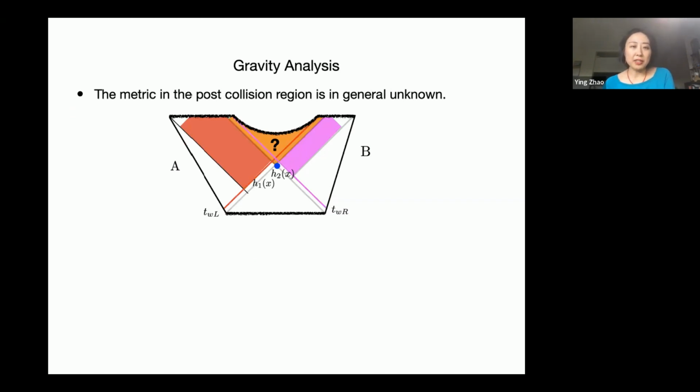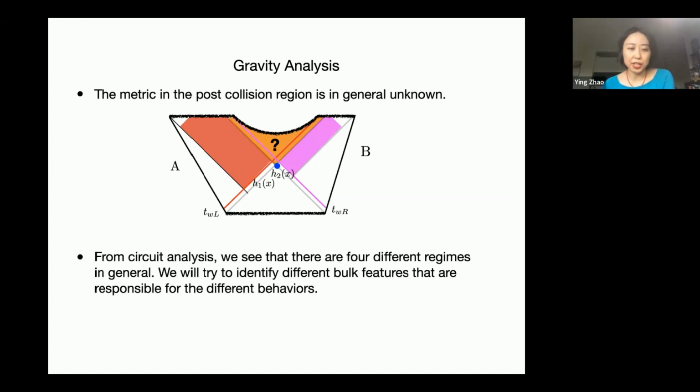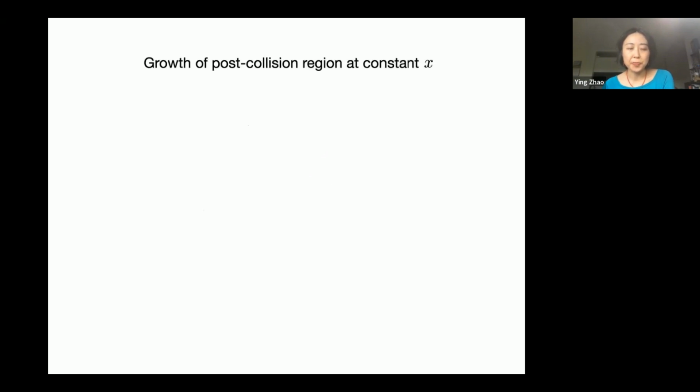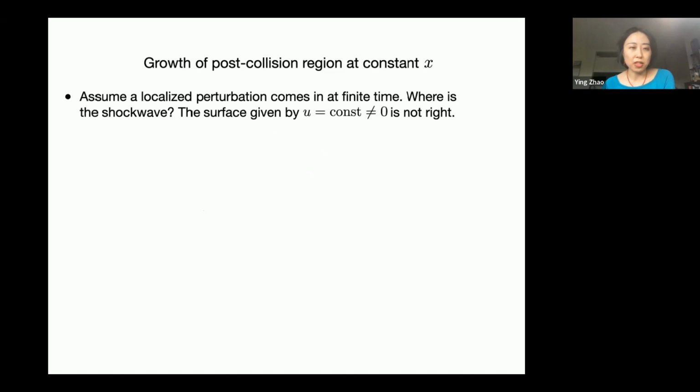The gravity analysis is more tricky because the metric in the post-collision region is in general unknown. From circuit analysis, we see that there are 4 different regimes in general. What we do is try to identify different bulk features that are responsible for the different behaviors. First, let's look at the first regime, which is a linear growth.